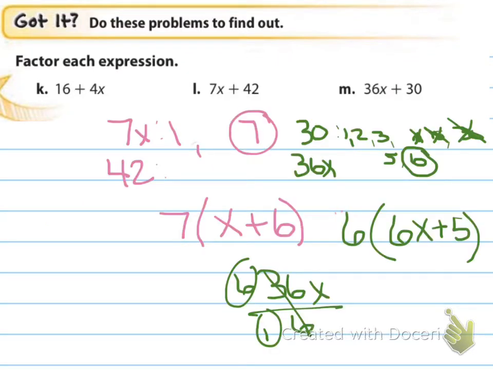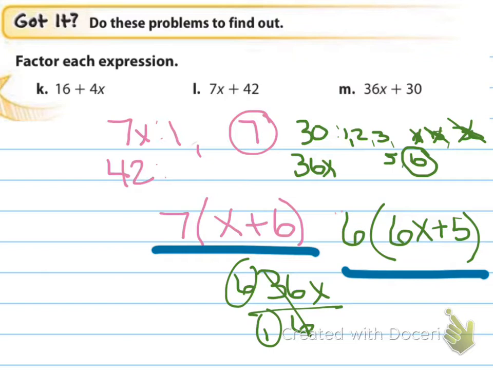Alright, so our answer for L is going to be 3 times x plus 6, and our answer for M is 6 times 6x plus 5. And so I think L is just identical to the other ones that we've been doing, but M, I don't end up with a 1x, so I just want to look at that with you.